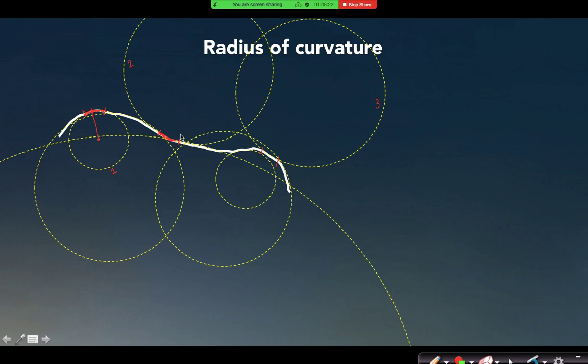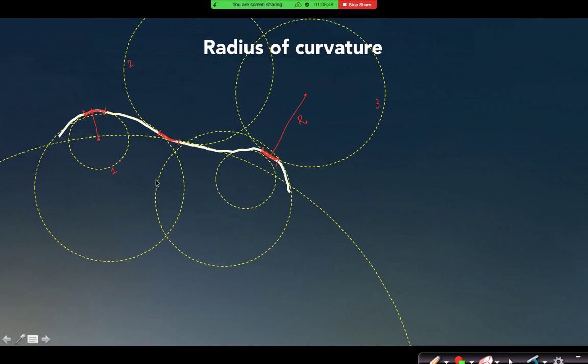I think you have understood what I am trying to say. Suppose the particle is here. At this instant, if you take a very small section of the path, you have to understand which circle the path is a part of, and the radius of that particular circle is nothing but the radius of curvature at that point of the path.